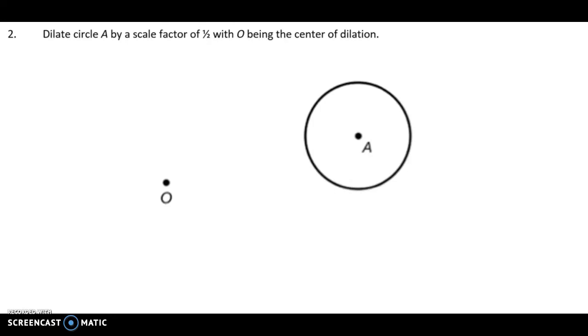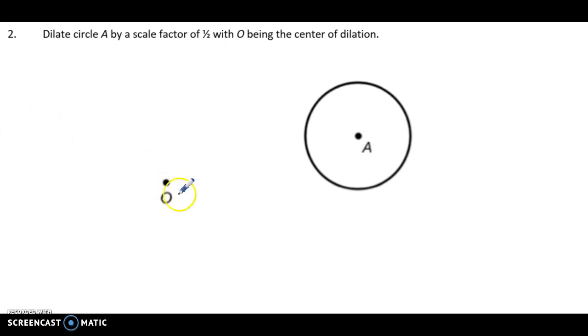We're on question number 2 here, and question number 2 says to dilate a circle by a scale factor of a half with O being the center of dilation. And so, O being the center of dilation, you can see that O is not part of the circle over here.